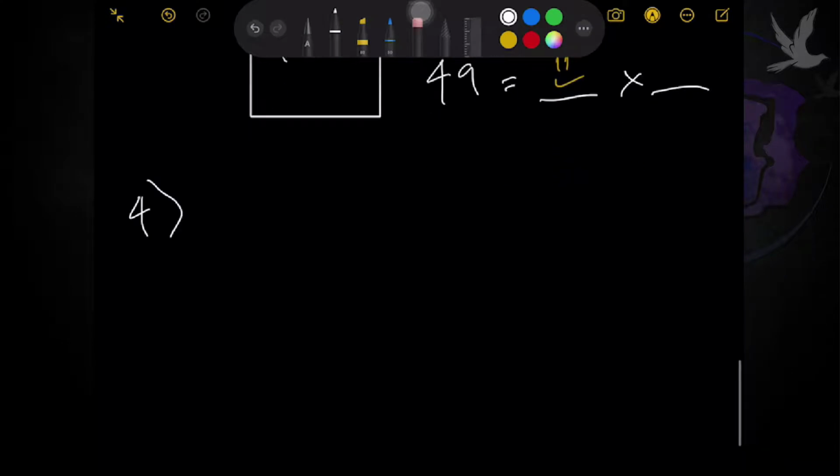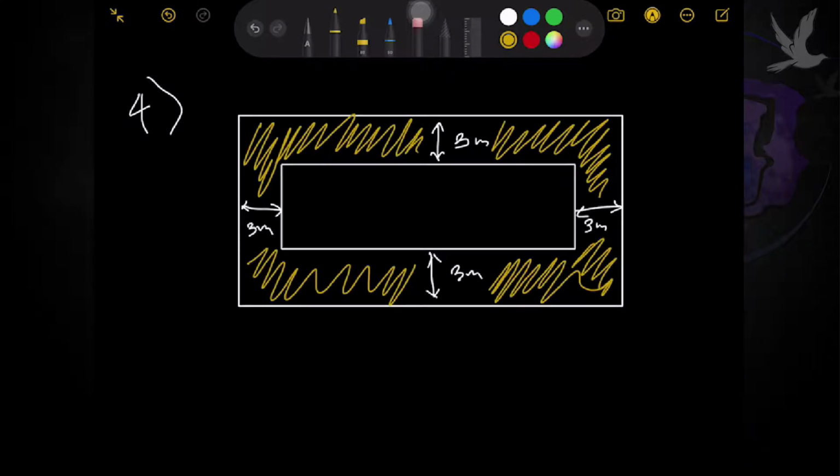Number 4. So, number 4, a white rectangular board measuring 28 meters long and 16 meters wide is placed in the center of a larger rectangular board. So, ibig sabihin, itong 28 and 16 are this one. At this point, starting from this point to this point, ang ating 28. And from this point to this point, ang ating 16. Okay. Now, find the area not covered by the white rectangular board.